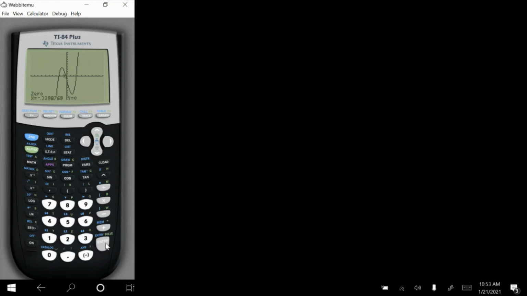Press enter. And confirmation on negative 0.34, comma 0. Sweet. All right, guys, well, your mission, should you choose to accept it, is to find the ordered pair of the last x-intercept.